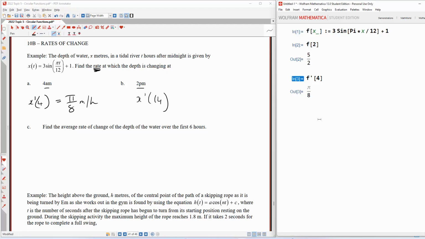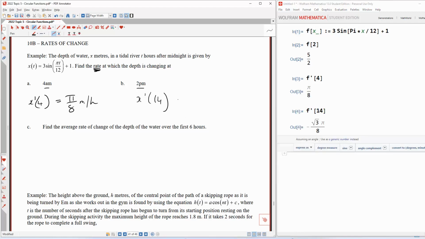So we'll go over here and do f dash 14. Is it going to be the same? No, it's not. There it is there. Negative root 3 pi on 8. And again, the unit is meters per hour. So obviously you can tell that the rate is negative in this case.